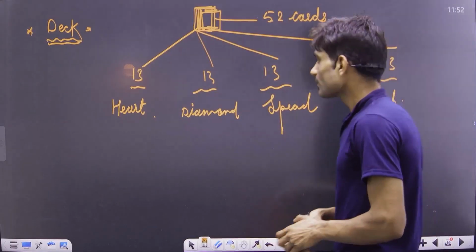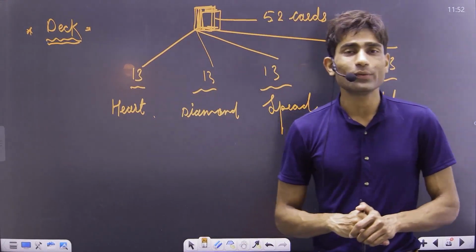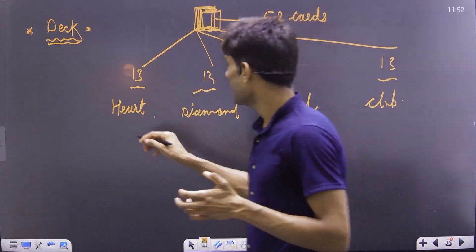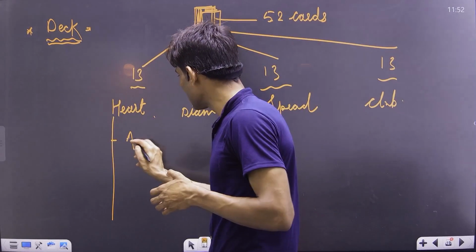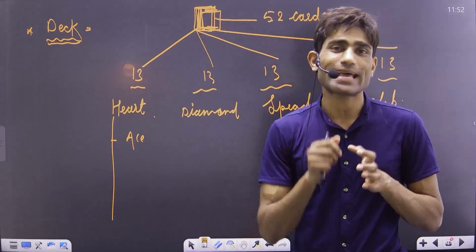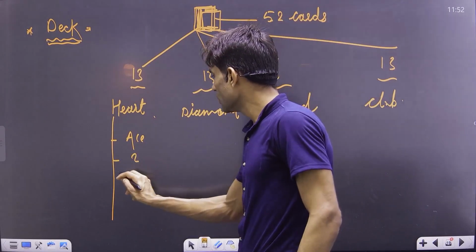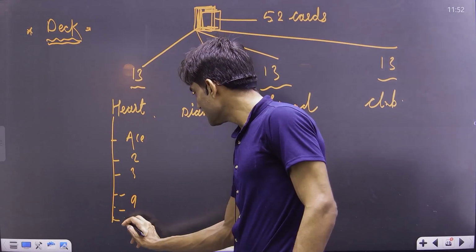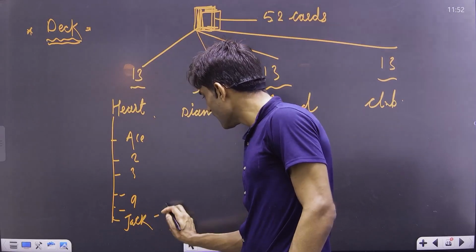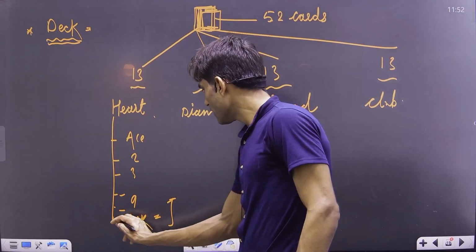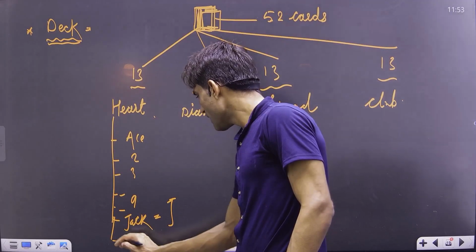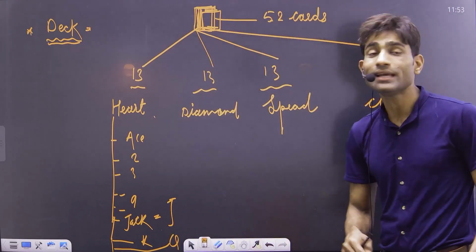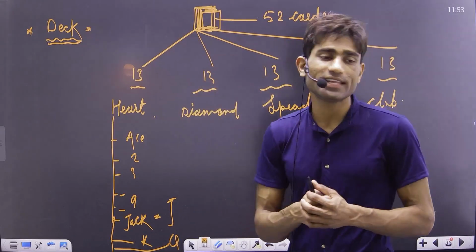After that, every set of 13 cards contains some specific numbers. First it goes for ace, which means the number one is generally denoted as ace. Second we have number 2, 3, up to number 9. After that jack, which we denote as capital J, king as capital K, and queen as capital Q. Jack, king and queen complete the division of 13 cards.